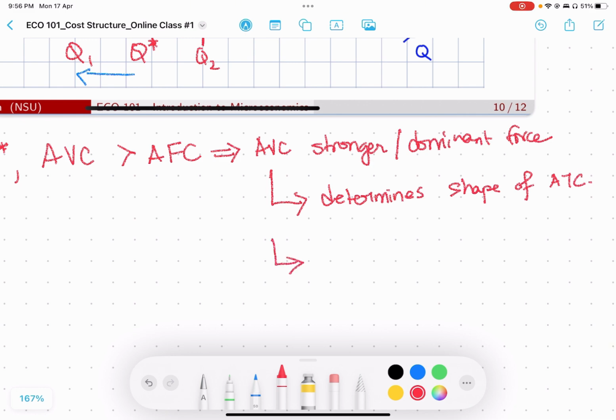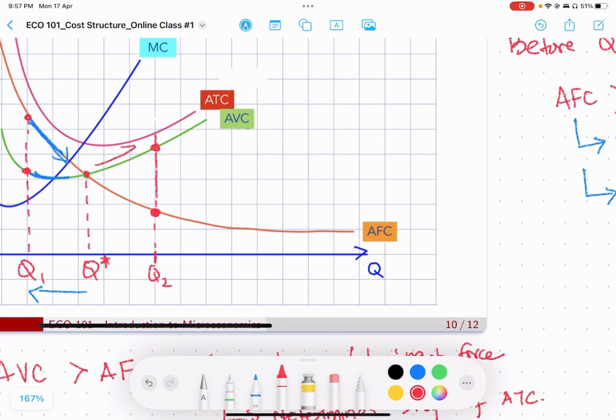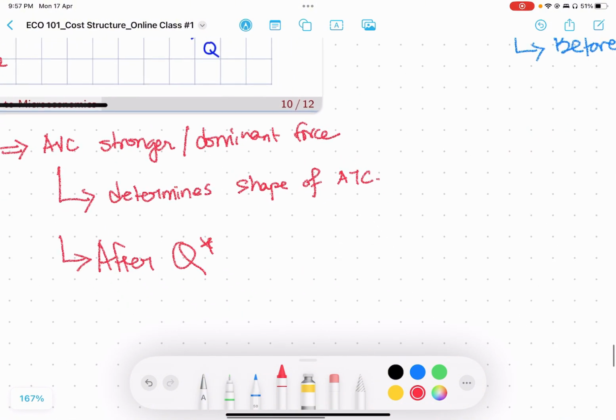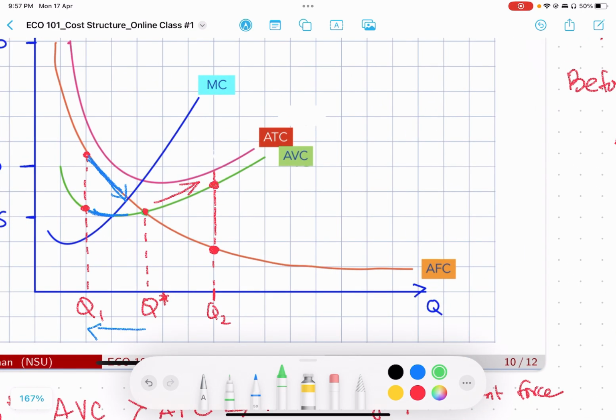So what do we see here? After Q star, what is happening to the average variable cost? Well, it is rapidly increasing, right? So after Q star, average variable cost is increasing, and so it pulls the ATC up. And that is why the ATC starts to increase when the AVC starts to increase.